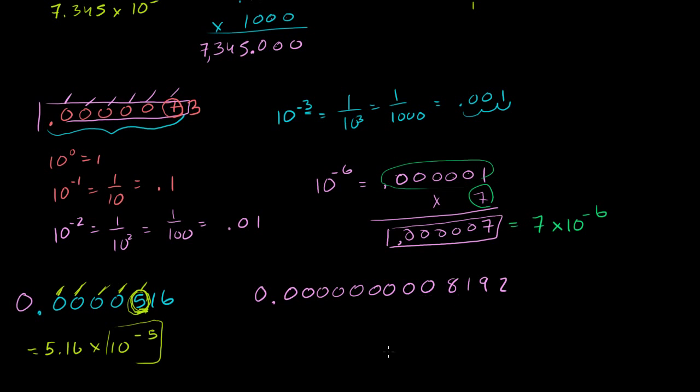But how would I write this in scientific notation? So I start off with the first non-zero number if I'm starting from the left. So it's going to be 8.192. I just put a decimal and write 8.192 times 10 to the what? Well, I just count. Times 10 to the 1, 2, 3, 4, 5, 6, 7, 8, 9, 10.